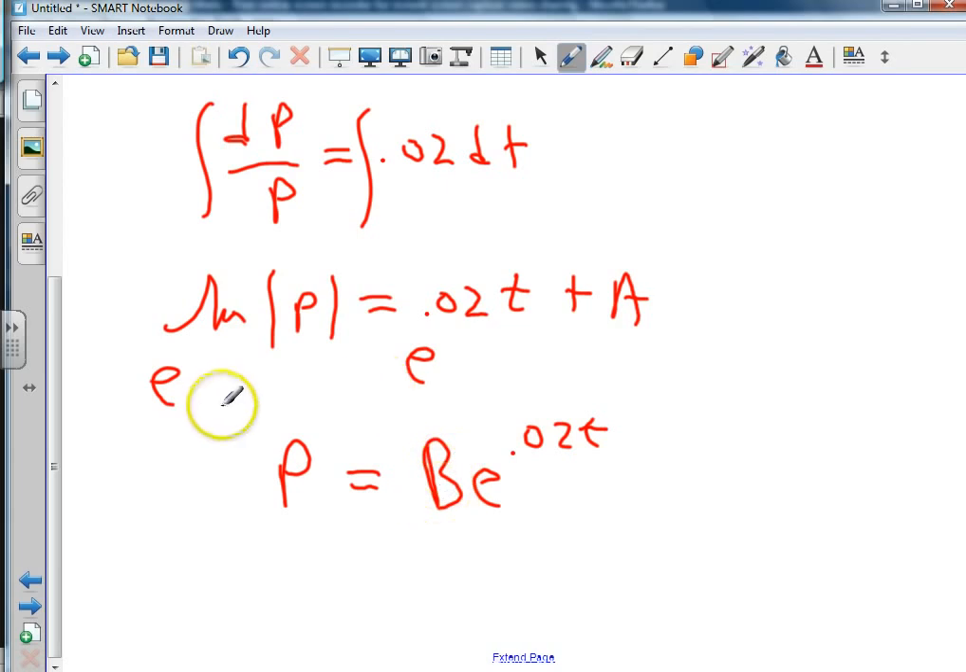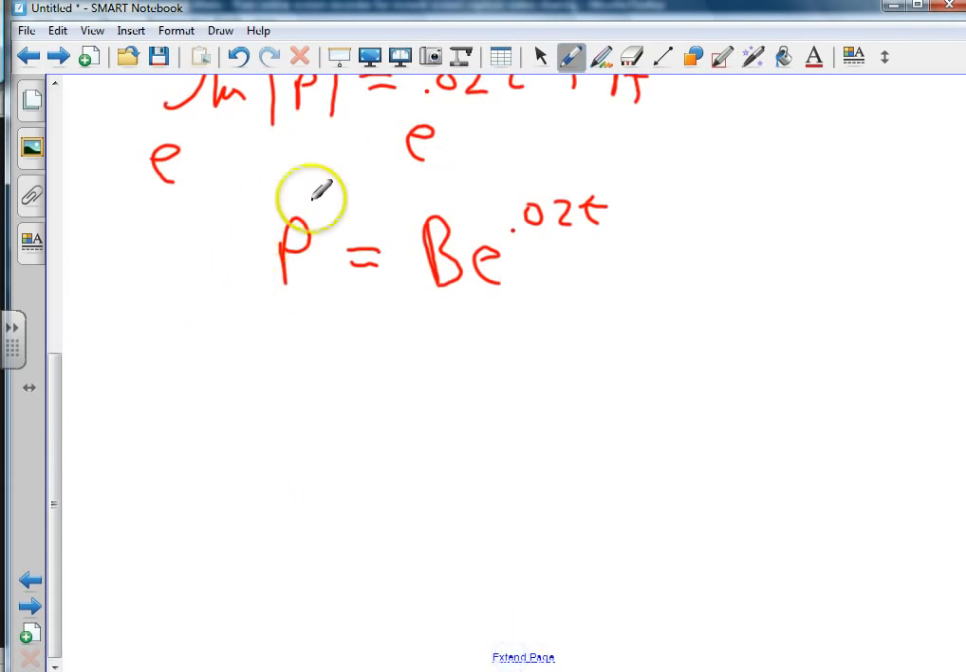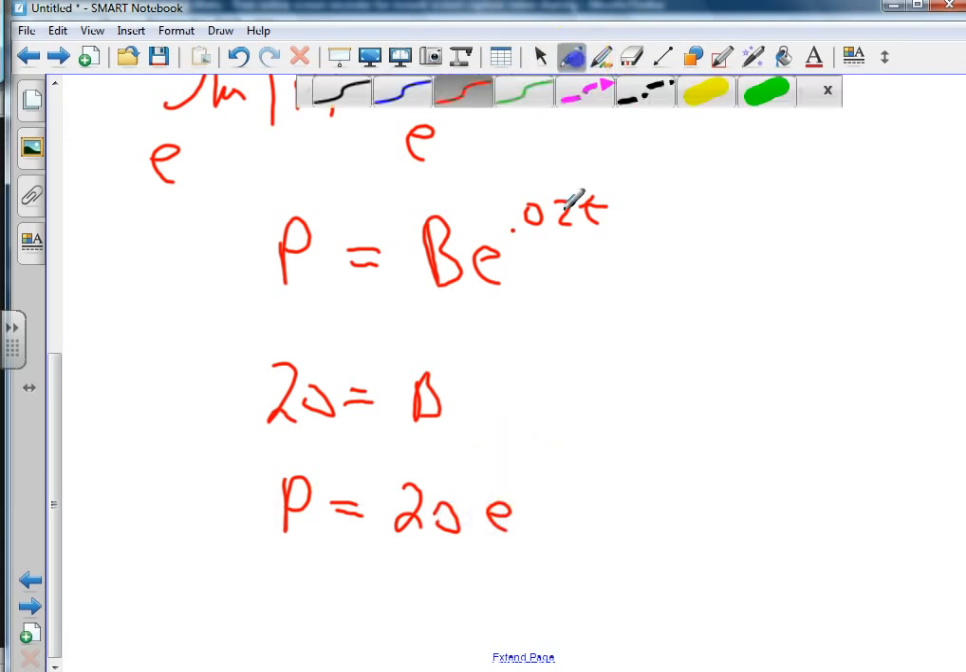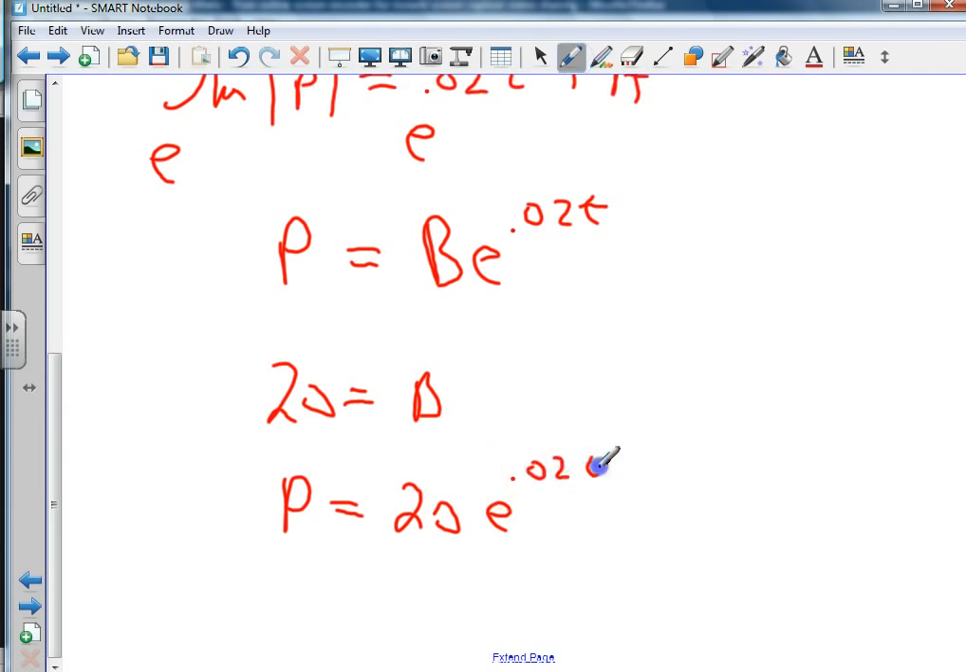Now, they said P of 0 is 20, right? So let's figure out b. Plug in what here? P of 0 is 20, so who goes here, 0 or 20? 20 equals b e to the 0. And e to the 0 is 1, and 1 times b is b, so you got b already. It's like b for free. And you get P as a function of t is 20 e to the 0.02 t. So you have an exponential growth, sort of like compounded interest at 2% per year.